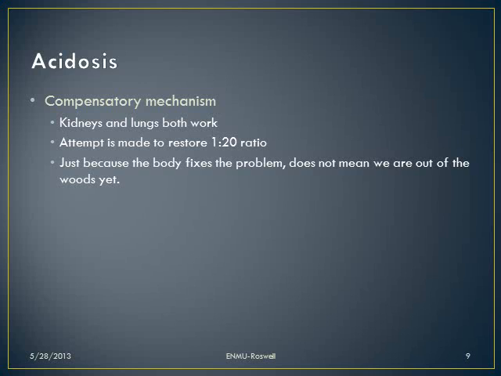So, acidosis. When we talk about acidosis, we have compensatory mechanisms, just like with anything else in the body. The kidneys and lungs are both going to work to bring our acid-base levels back into normal range. Everything is going to be there to maintain that level of a 1 to 20 ratio. 1 part CO2 to 20 parts what? Bicarb. Bicarb.